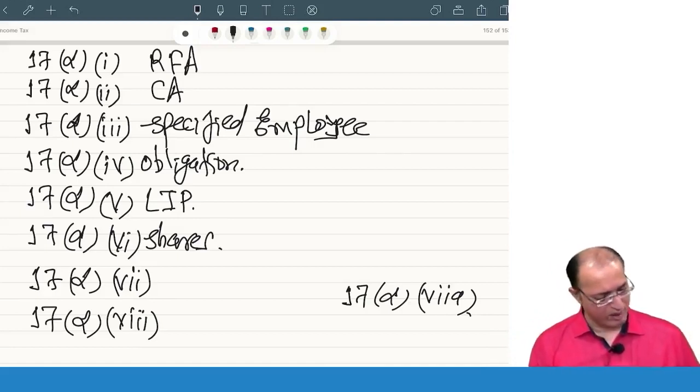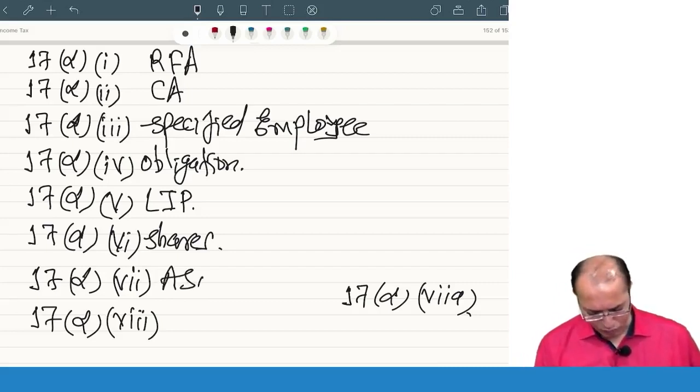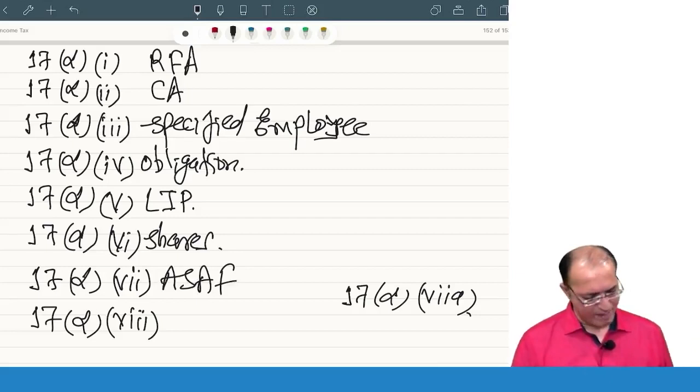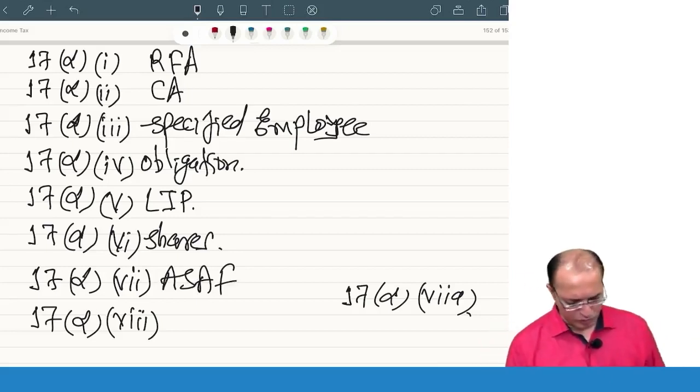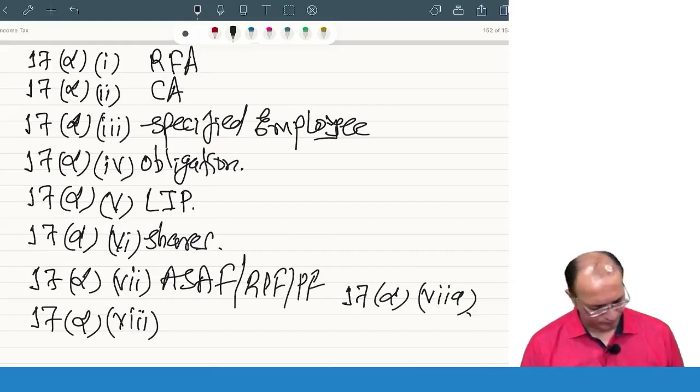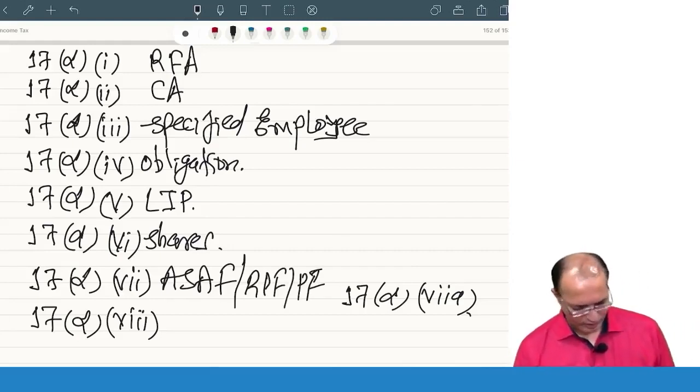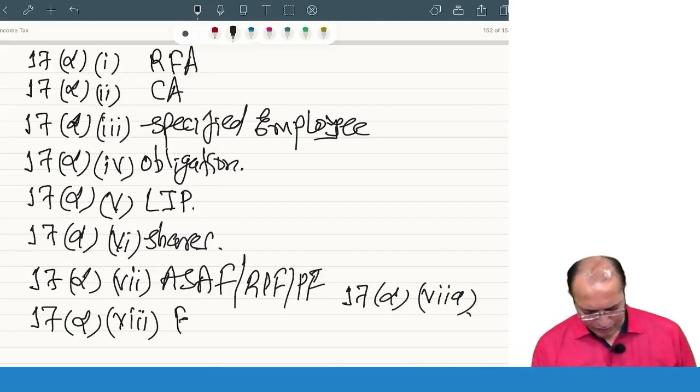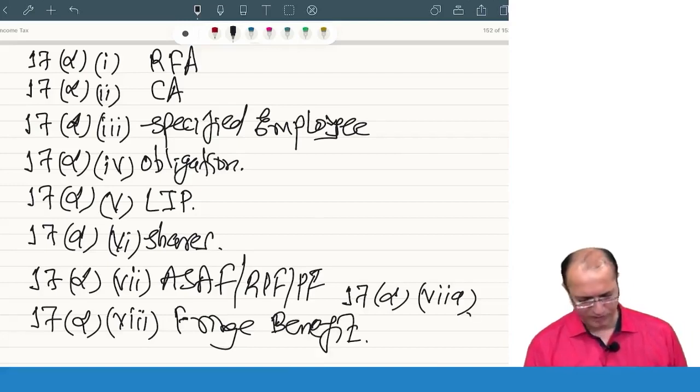17(2) clause 7 up to last year, what was it? Employer's contribution to approved superannuation fund. Up to last year it was only approved superannuation fund. Now it is approved superannuation fund, recognized provident fund and pension fund. And the last one is fringe benefit as may be prescribed.